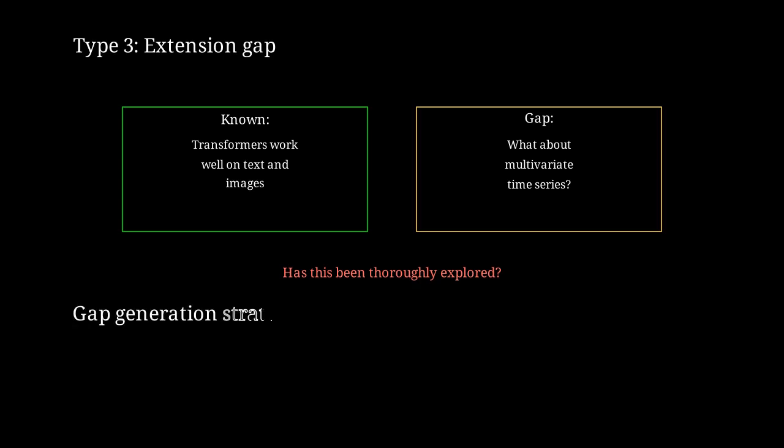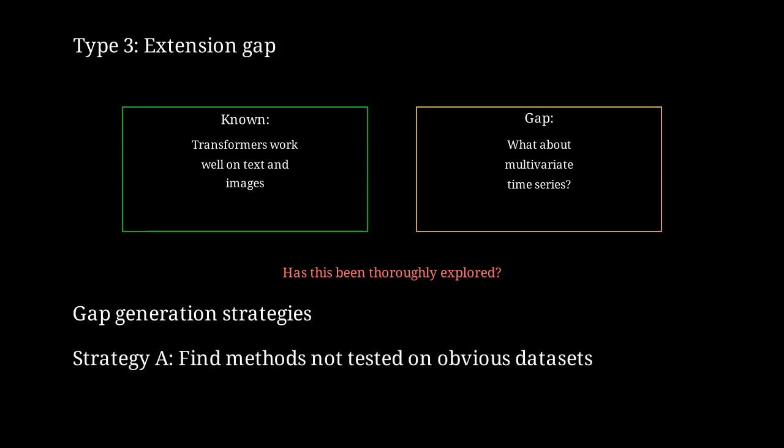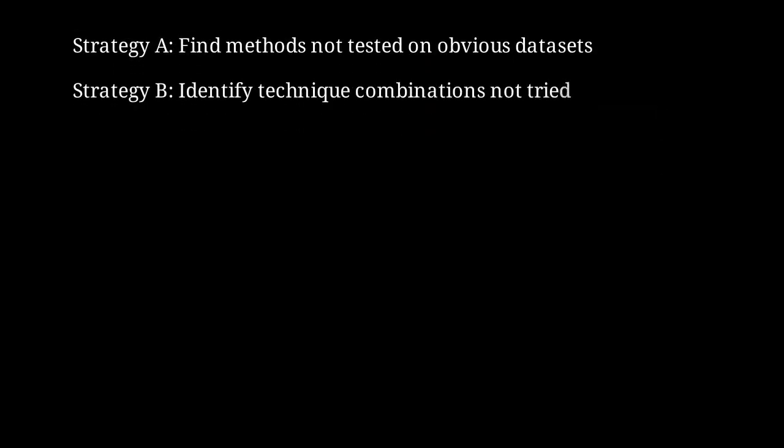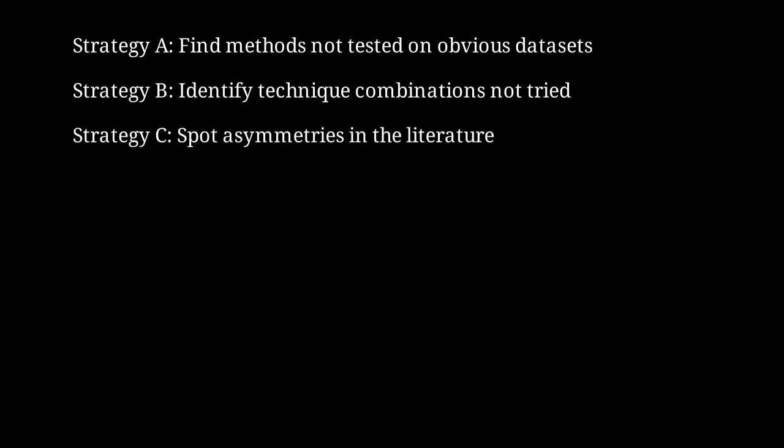How does the AI generate these gaps? Strategy A. Enumerate all methods and all datasets. Find combinations that are plausible but missing from the corpus. Strategy B. Look for technique pairs that appear separately but never together. This suggests a combination gap. Strategy C. Look for asymmetries. If subfield A uses method X heavily, but related subfield B never does, that's suspicious and worth investigating.